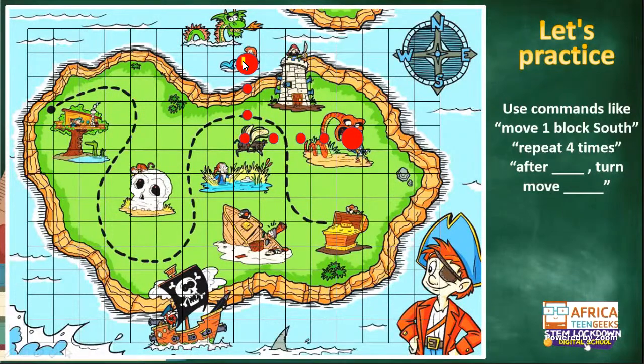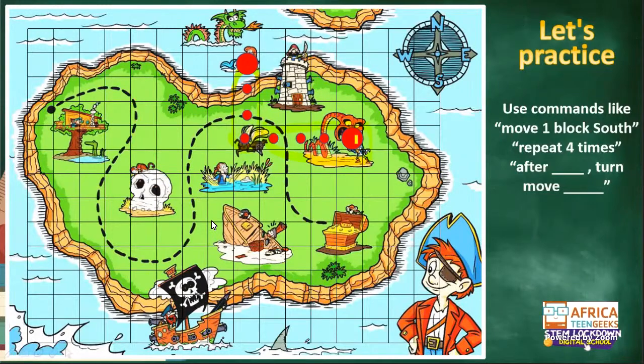So she had to walk 1, 2, 3 blocks down. So we will say south 3 times. And then she had to walk 1, 2, 3, 4 blocks east. Okay. And you see that this was a repeat. So she had to repeat that move 3 times. And this side, this was a repeat. She had to repeat this move 4 times.